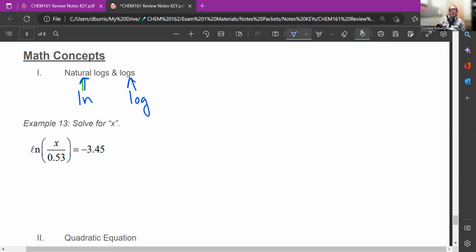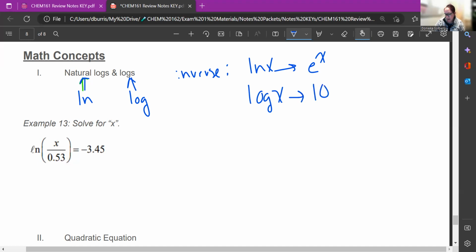Now, in order to go the opposite way of those, like if you're trying to solve something that is a natural log, you need to know the inverse, okay? So the inverse of ln is e to the whatever power. So natural log of x, the inverse is e to the x. If you're talking about logs, the log of x, the inverse is 10 to the x. So that's how you solve for them, okay?